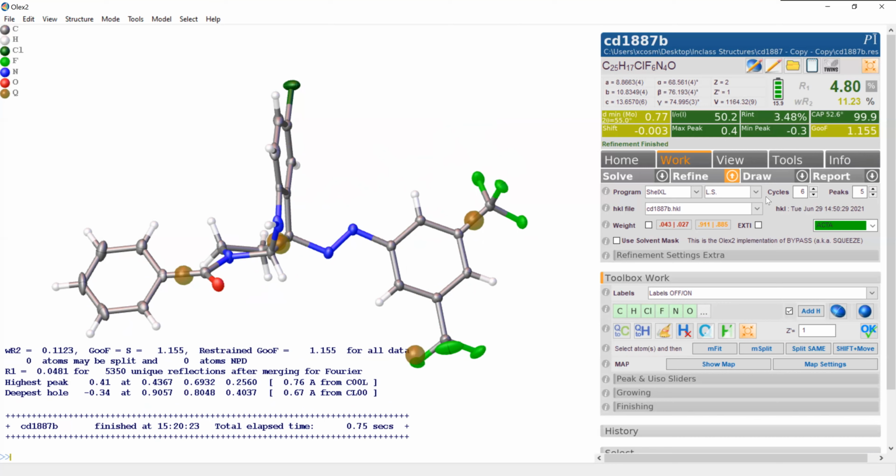This is a beautiful structure. We have 4.8% R1, wR2 is 11.2. Our goof is a little high. Let's use our second suggestion. Click on that again. Hit refine.